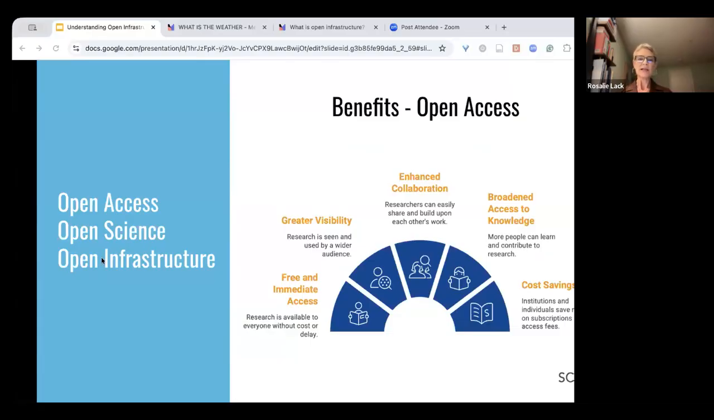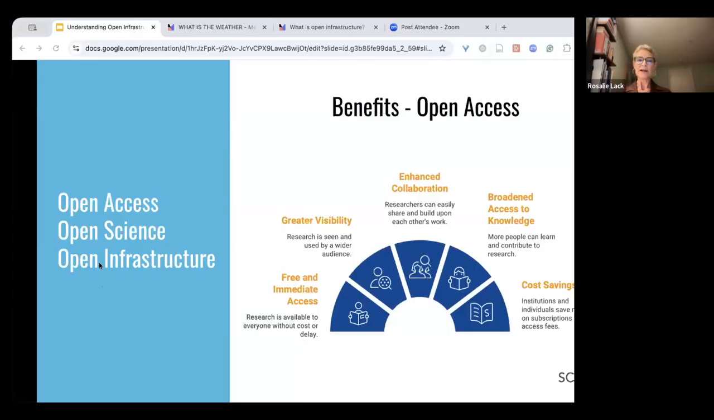For example, free and immediate access to research removes financial, and in the case of open infrastructure, technical barriers for readers, researchers, students, but also the general public are able to access this content when it's open access. It also can lead to greater visibility. Open research is discoverable beyond a single platform, so increasing readership, citations, real-world impact.